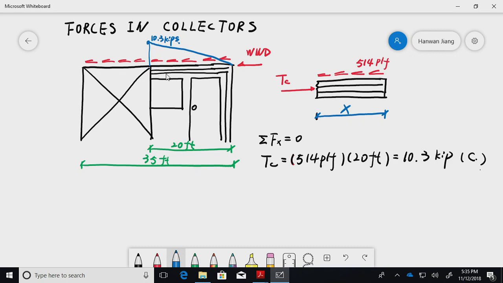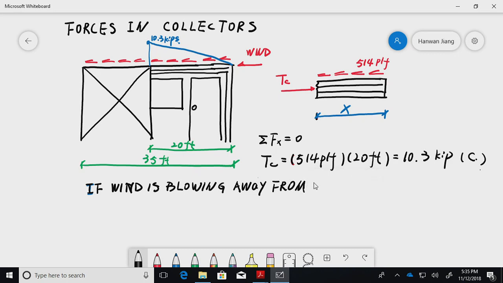Okay, so you need to check the collector for tension and for compression, not just check compression or tension. Okay, so if wind is blowing away from the building, then Tc is in tension. All right.